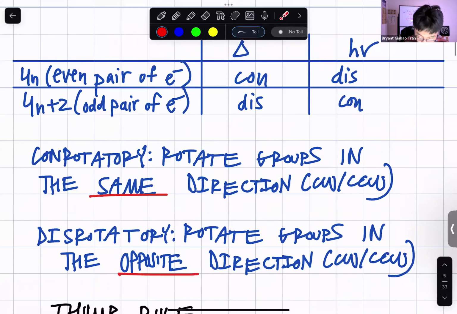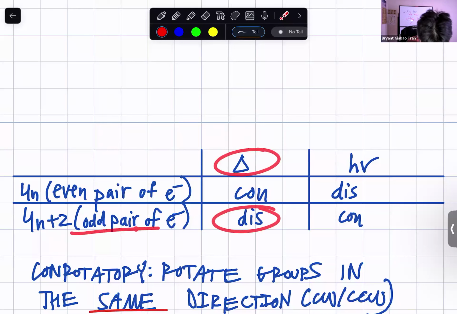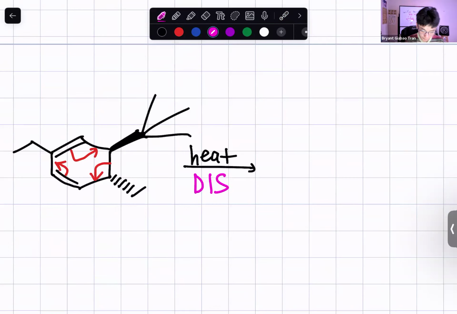With heat, what would that be? Conrotatory or disrotatory reaction? Are we going to open it up? Yes, disrotatory, because, yep, odd pair heat, disrotatory. Okay. So now we're ring opening.